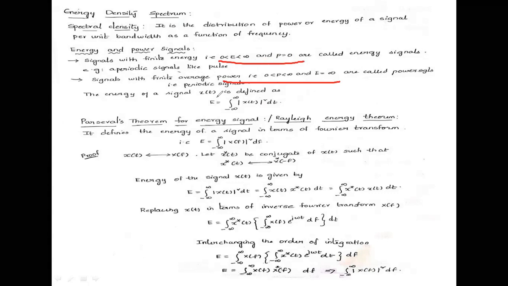Energy of the signal x of t is defined as E equal to the integral from minus infinity to infinity of the squared magnitude of x of t dt. And the power of the signal is the limit as T tends to infinity of 1 by T, the integral from minus T by 2 to T by 2 of the squared magnitude of x of t dt. Once again, energy spectral density is the distribution of power or energy of a signal per unit bandwidth as a function of frequency.